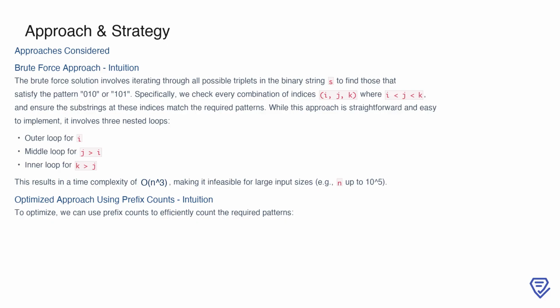While this method is straightforward and easy to understand, it involves 3 nested loops, one for each of i, j, and k. This makes the time complexity cubic, or O(n^3), since we are examining every possible triplet. While this might work for small input sizes, it becomes completely impractical for larger strings, especially when n is as large as 100,000. This limitation prompted us to explore a more optimized solution. By shifting our focus to prefix counts, we can significantly reduce the computational overhead and achieve a much faster runtime.